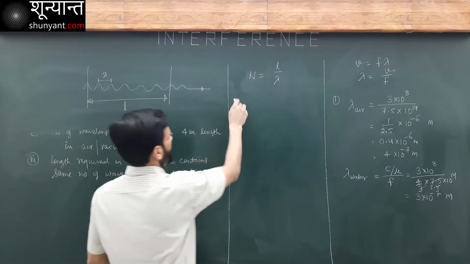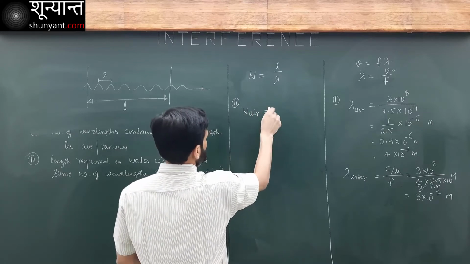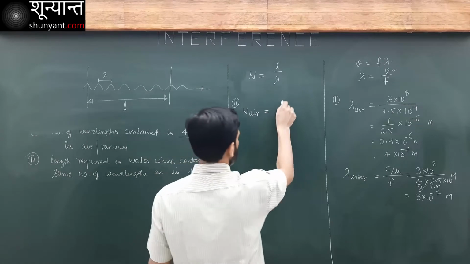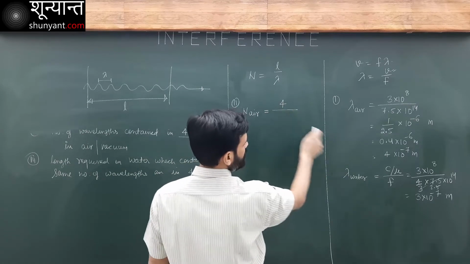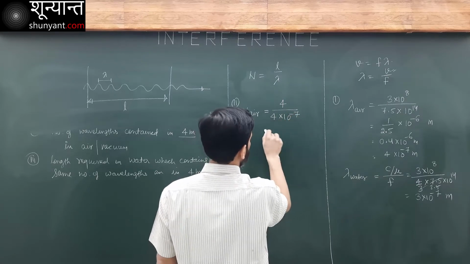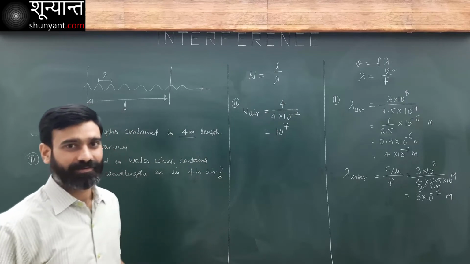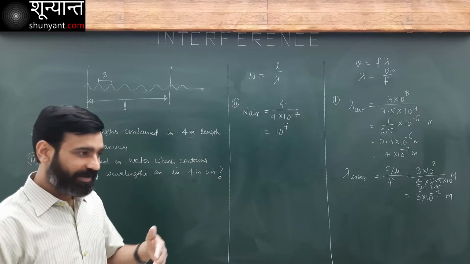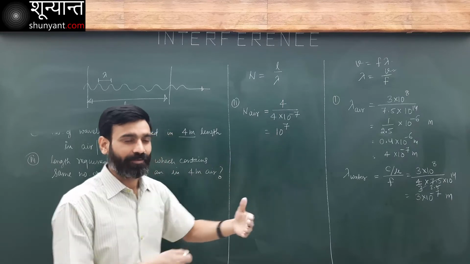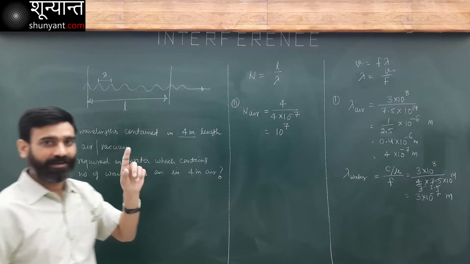Now second, N in air is equal to, it is 4 meter length here, so 4 meter divided by 4 into 10 power minus 7. This becomes 10 power 7, so 10 million wavelengths in 4 meter length. I will have 10 million such repetitions in 4 meter length in air.